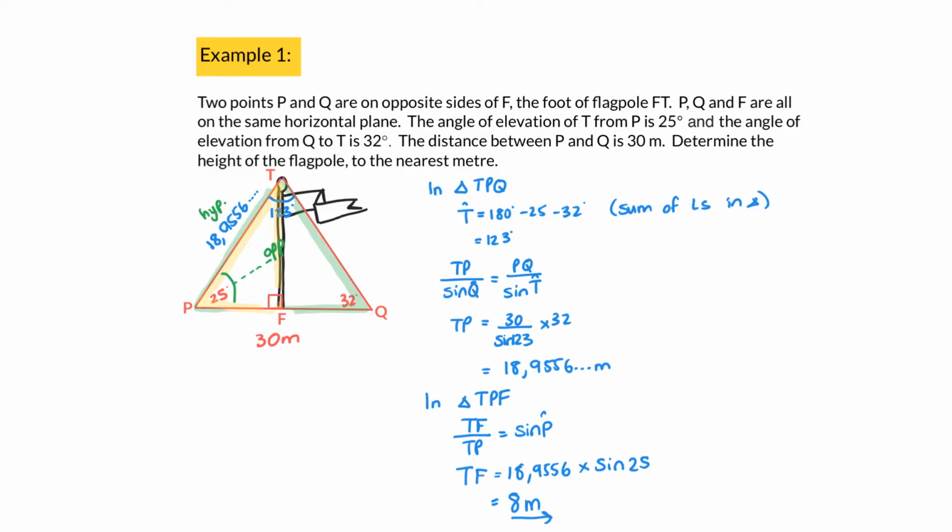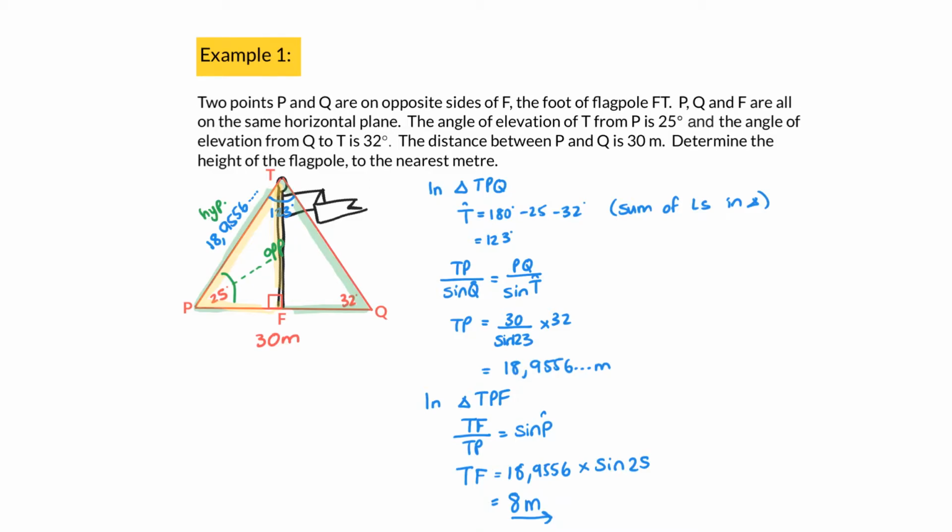Now, we've already done this question. And what we did is we said we need to break the triangle up into two pieces. We first decided that the shared piece would best be side TP. And with the information given, we decided to start by working with TPQ. So we first worked out angle T so that we could use the sine rule. I worked out angle T from the other angles, and then I used the sine rule to work out TP, which you can see here. Then we used the triangle TPF, and we used the sine ratio to calculate the height of TF.